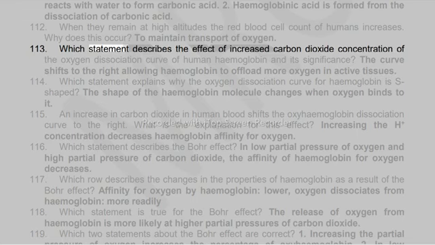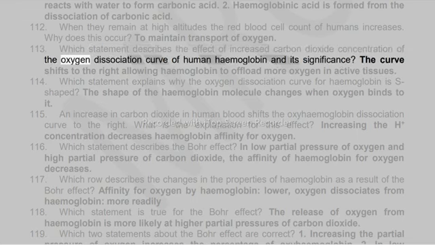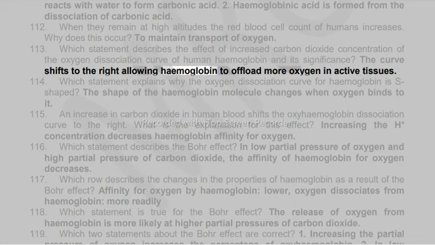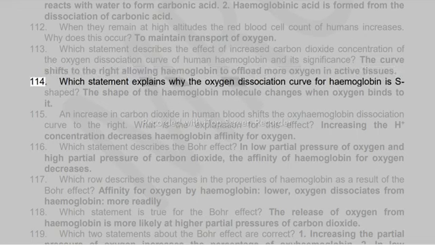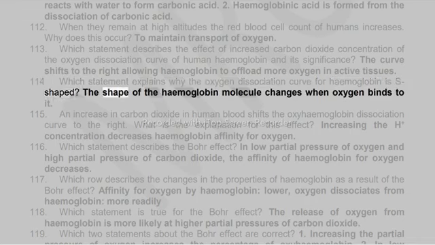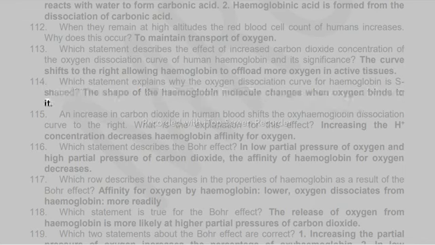113. Which statement describes the effect of increased carbon dioxide concentration on the oxygen dissociation curve of human hemoglobin and its significance? The curve shifts to the right, allowing hemoglobin to offload more oxygen in active tissues. 114. Which statement explains why the oxygen dissociation curve for hemoglobin is S-shaped? The shape of the hemoglobin molecule changes when oxygen binds to it.